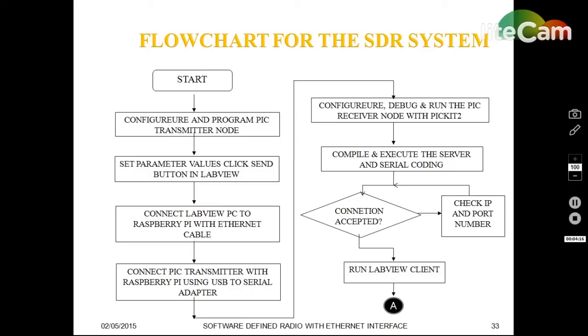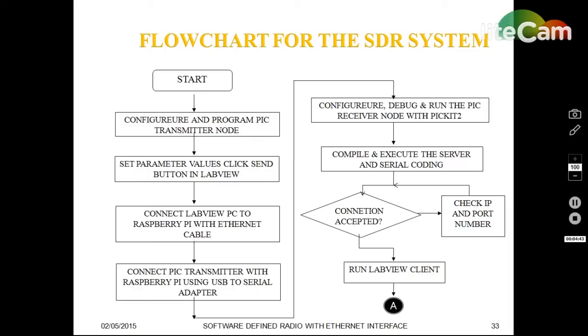After connecting the LabVIEW PC and the Raspberry Pi with the Ethernet cable, connect the PIC transmitter with the Raspberry Pi using a USB to serial adapter. Then configure, debug and run the PIC receiver node with PIC2. Compile and execute the server and serial code. Then it will go for connection accepted. If the connection is accepted, it will run the LabVIEW.